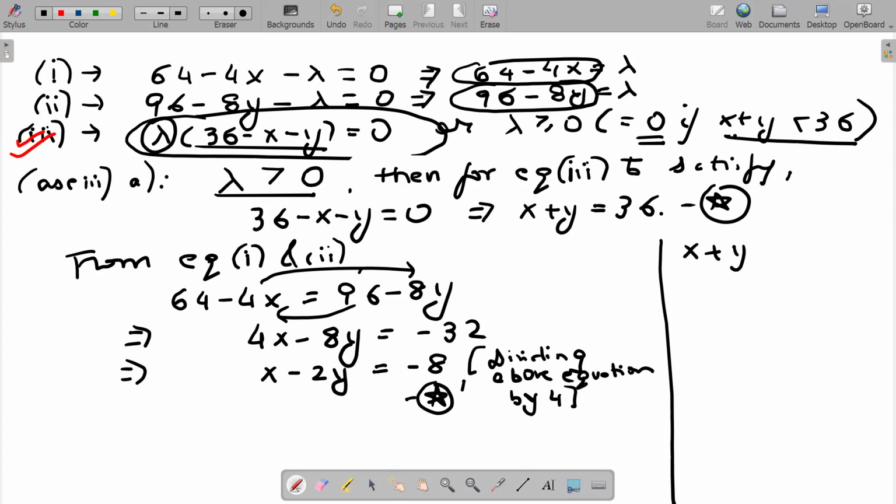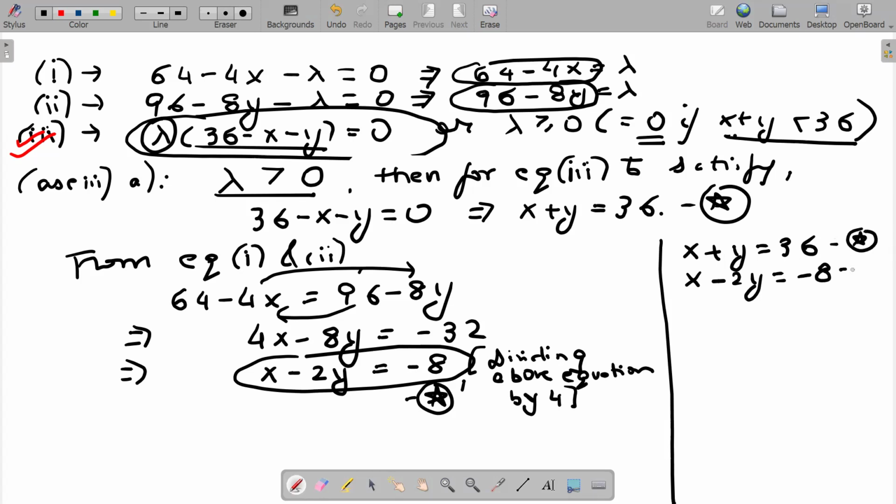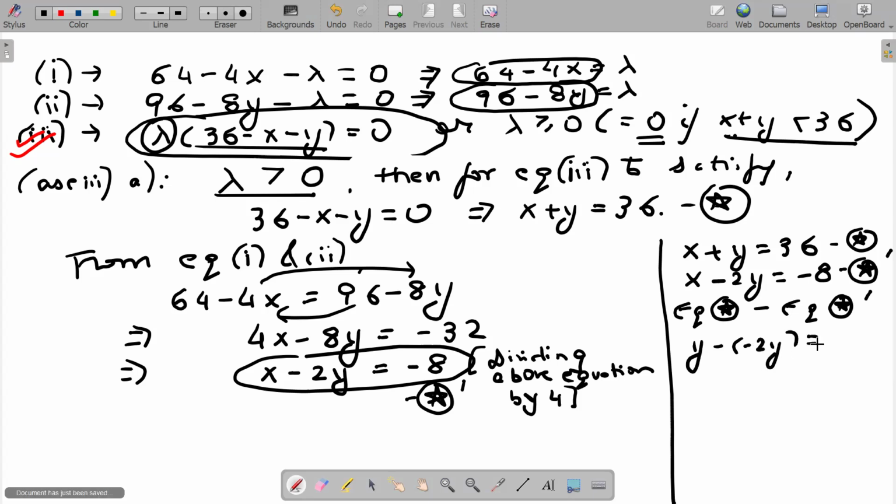X plus y is 36 from equation star, and then from this equation, x minus 2y is minus 8. Let's solve for x and y. If I subtract them, equation star minus equation star dash gives me what? When I subtract them, x cancels. I get y minus of minus 2y, which is 3y, equal to 36 minus of minus 8, which is 44. So y is equal to 44 by 3.